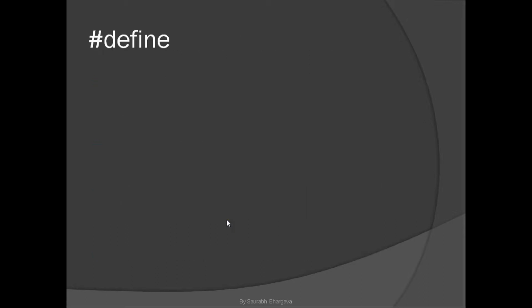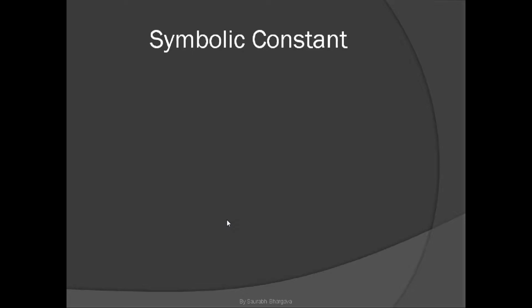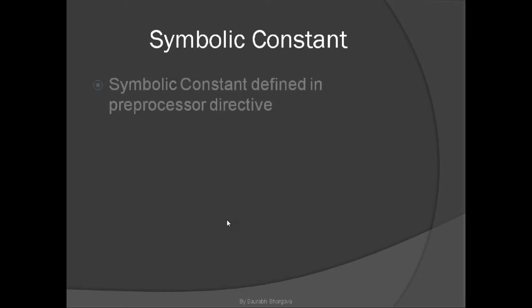#define can define symbolic constants and macros. There is a little bit of difference between a symbolic constant and a macro. In a symbolic constant, the replacement text replaces the identifier in the whole program, and a macro can be defined without argument or with argument. Without argument is similar to the symbolic constant, but with argument is like a small function. First we discuss symbolic constants.